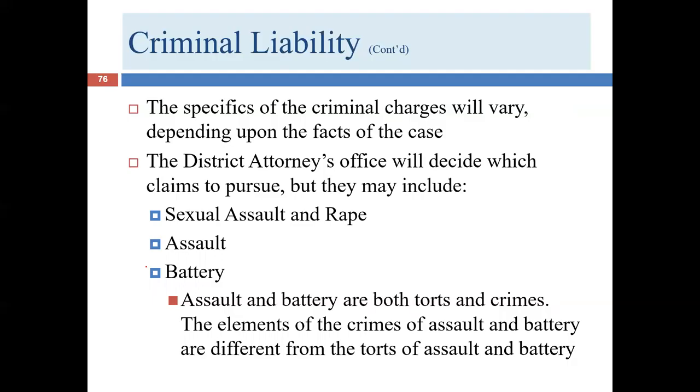Obviously, the specific requirements of these particular crimes are going to vary from state to state, and the philosophy of the district attorney might also affect how these matters are advanced.